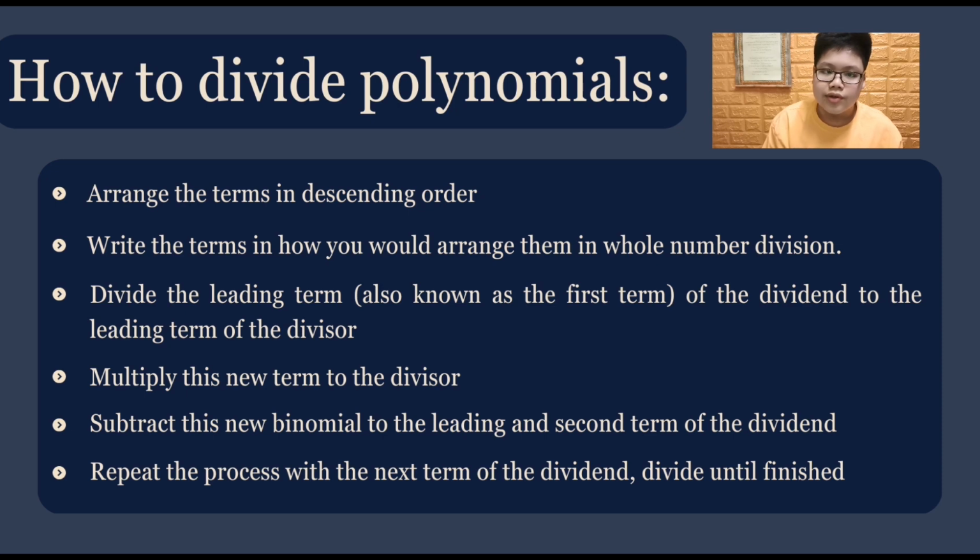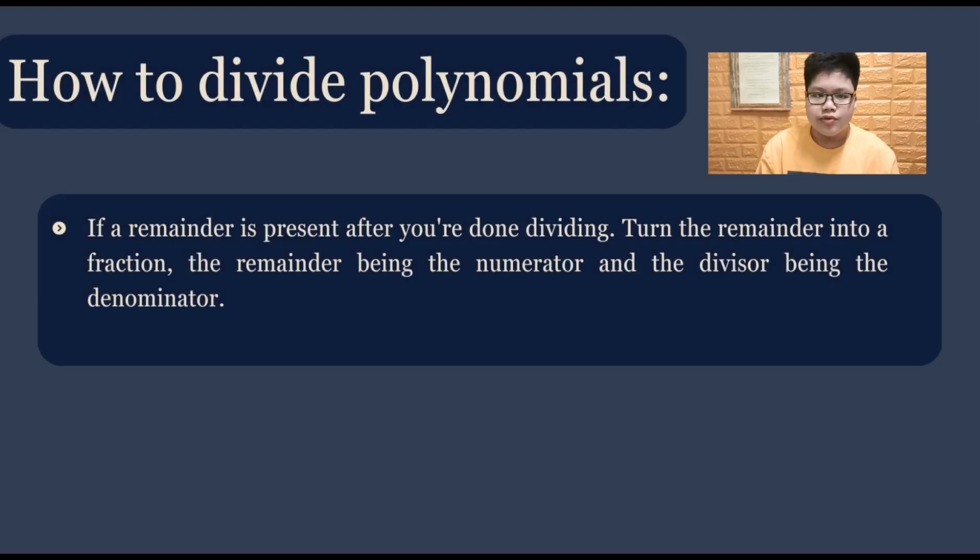After, drag down the next term from the dividend and repeat this process until finished. And if there is a remainder after finishing the division process, turn the remainder into a fraction, with it being the numerator and the denominator being the divisor. Now that we're done discussing the process, here is an example on how to divide polynomials.